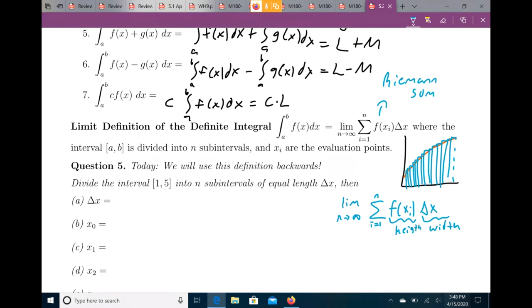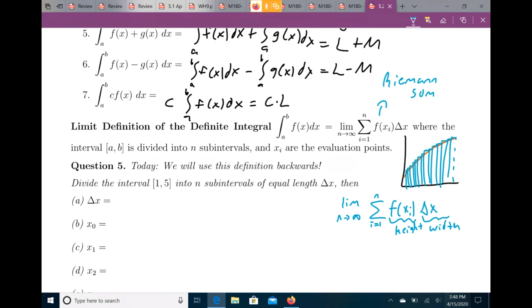How do you spell height? Is that right? Yeah, I like that. H, yeah.